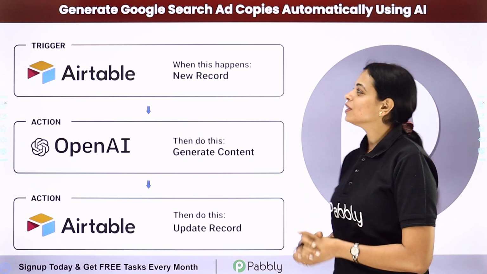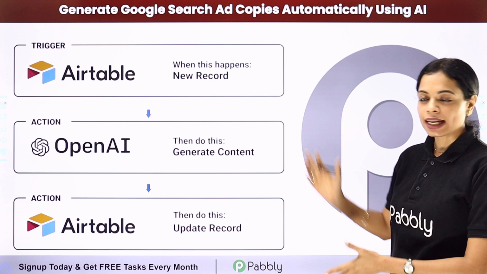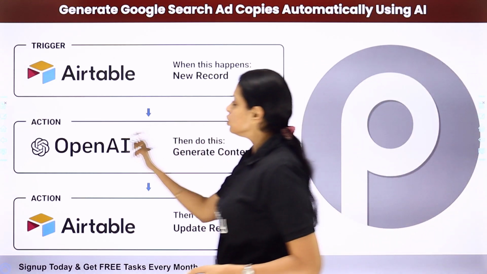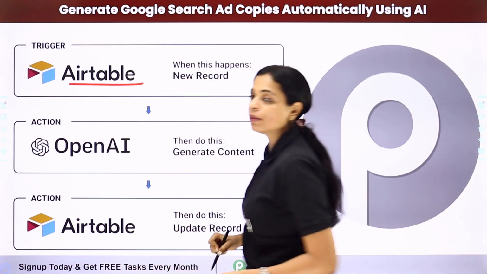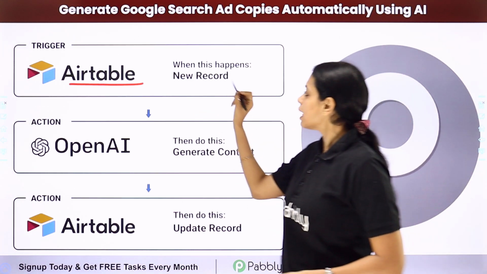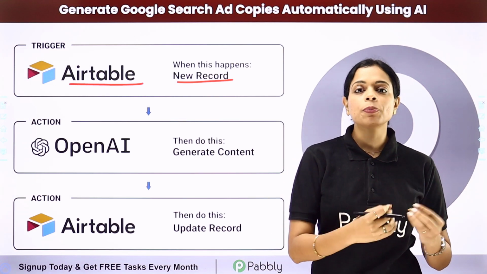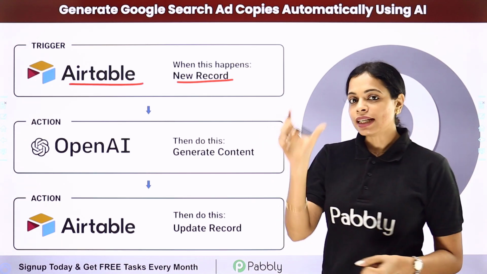In this video, we are going to see how to generate Google search ad copies automatically using AI. So let's say that in your spreadsheet here, we have taken the example of an Airtable. In your spreadsheet, every time a new record is added as the details of a new product launch or if there is a new product variant added, so the titles are there.